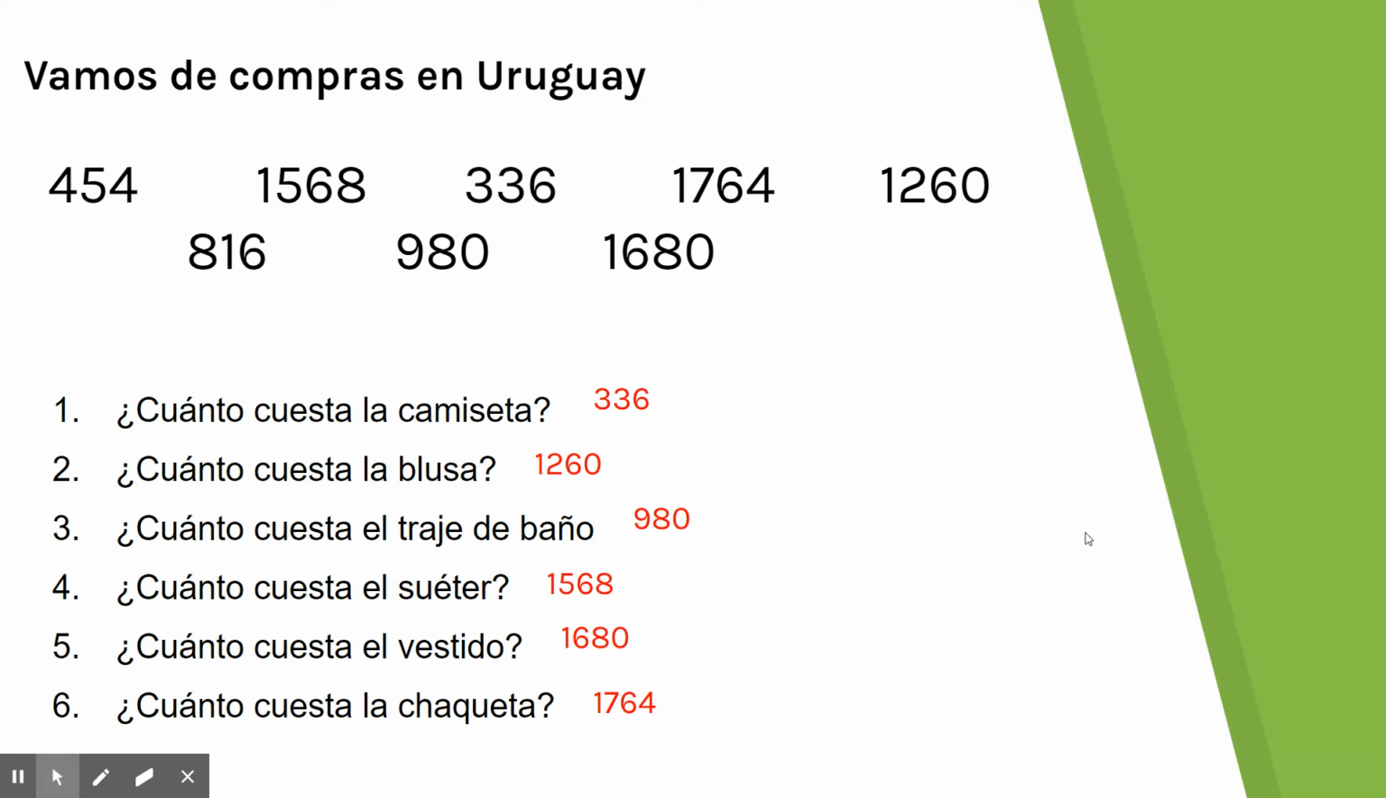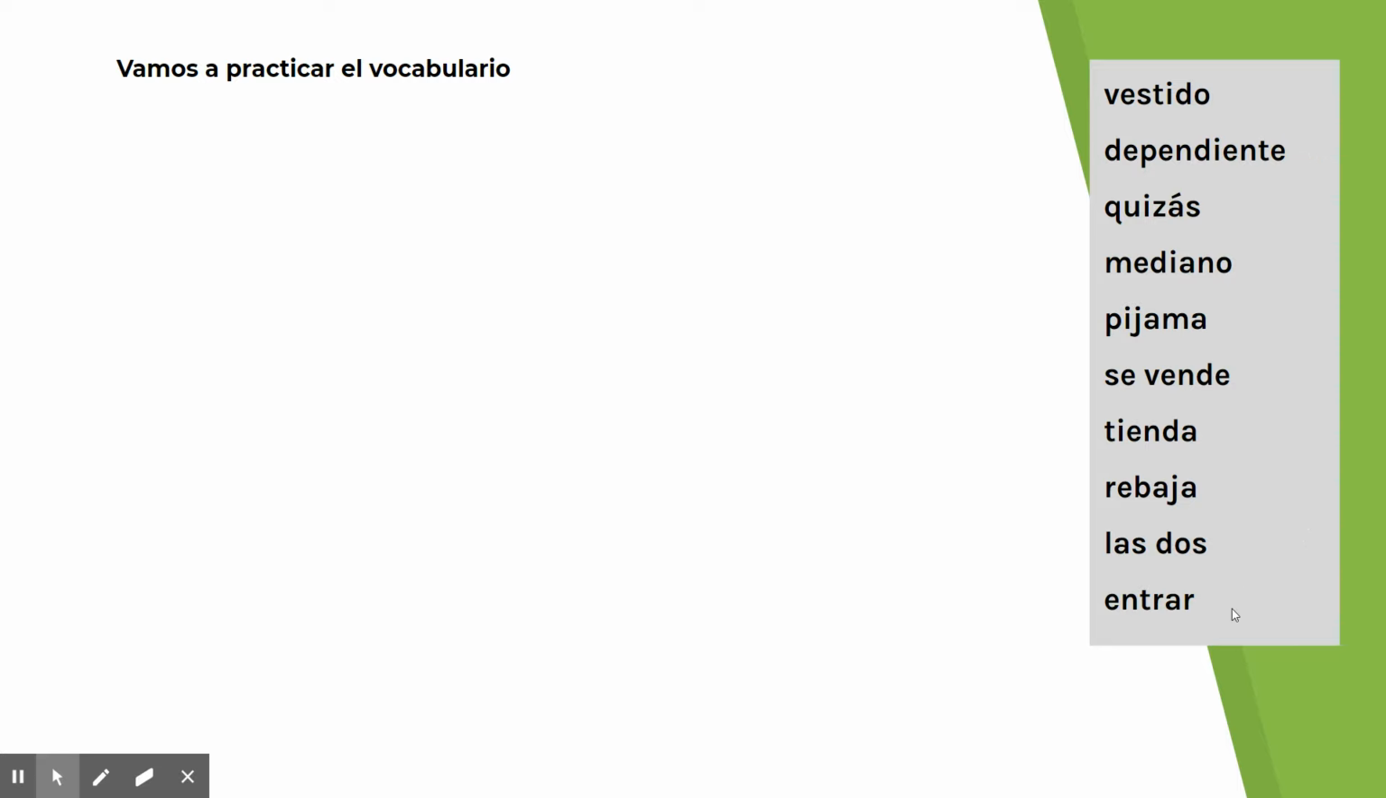Let's go ahead and look at these palabras here de vocabulario. Vestido, dependiente, quizás, mediano, pijama, se vende, tienda, rebaja, las dos, entrar. If you need to press pause and take a minute to look over those words, this would be a great time to do it. Entonces, what we're going to do is look at some oraciones and figure out which of the words from this lista es más lógico para completar la oración. I'm going to show you one sentence at a time, and I would like you to try to fill in the blank, and then we'll go through and check them.